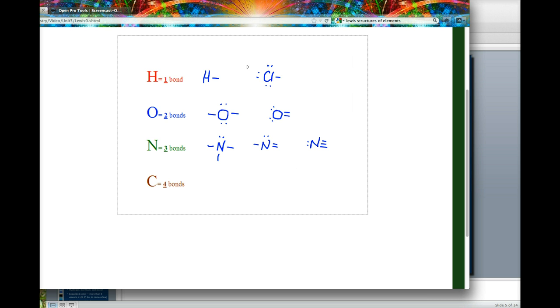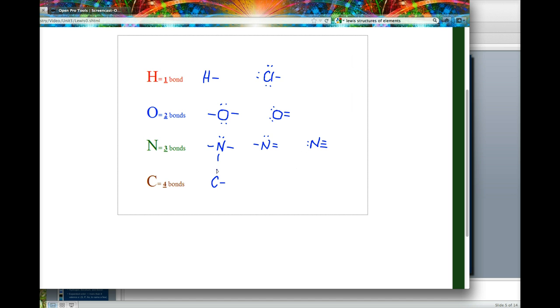The halogens are always going to have 3 unshared pairs around it. Oxygen, 2 unshared pairs. Nitrogen, 1 unshared pair, which should lead to the conclusion that carbon will not have any unshared pairs in most covalent compounds. So carbon's possibilities are going to look like this.